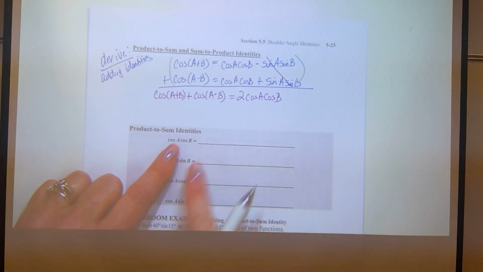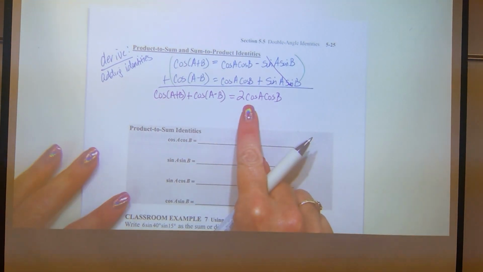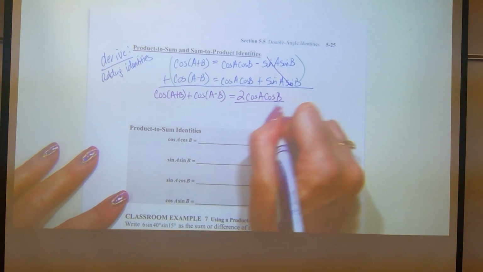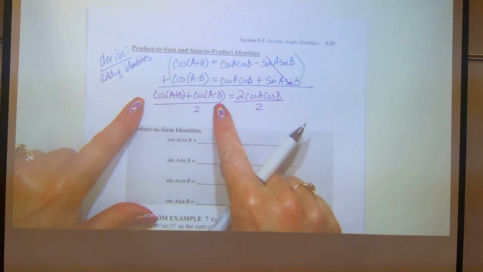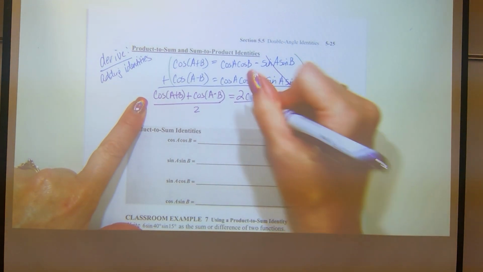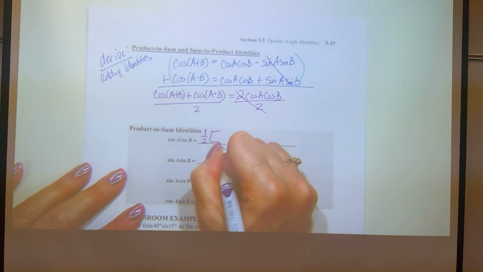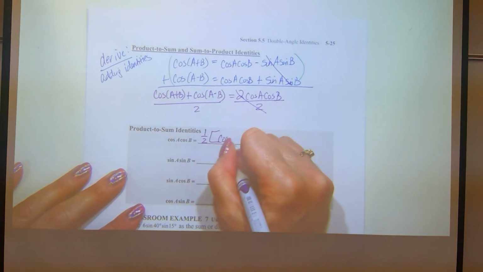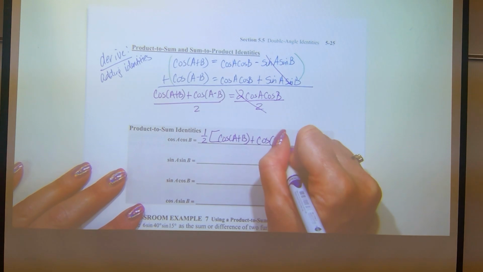I'm trying to get this product to sum identity, cosine A cosine B, so I need to get that 2 out of the way, which means I'm going to divide both sides by 2. Dividing this entire side by 2 is the same thing as multiplying by a half. 1/2 times cosine of A plus B plus cosine of A minus B.